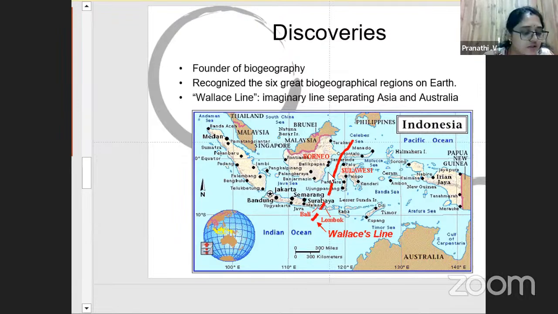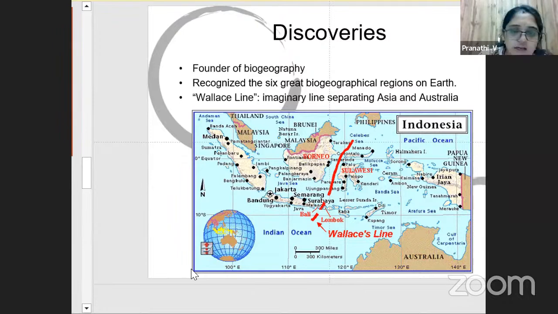So this line runs through Indonesia, Borneo, Sulawesi, through the Lombok Strait between Bali and Lombok. It's quite small, only around 35 kilometers, but there are distributional differences. So this biogeographical distribution of animals was given by Alfred Wallace, and he wrote the book known as The Geographical Distribution of Animals in the year 1876.